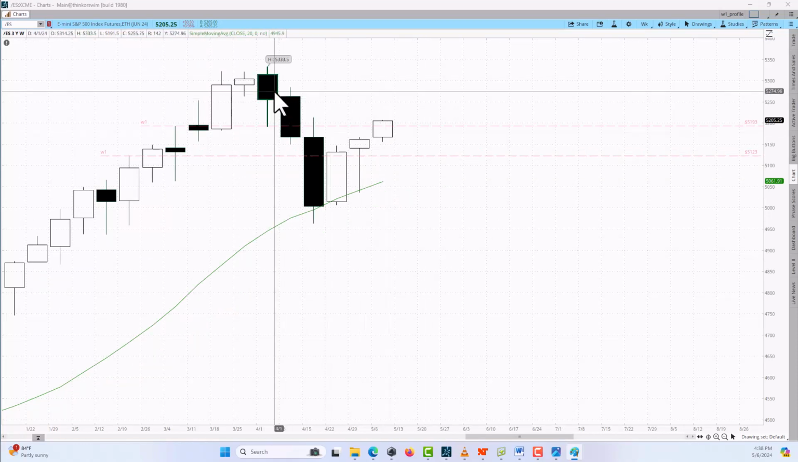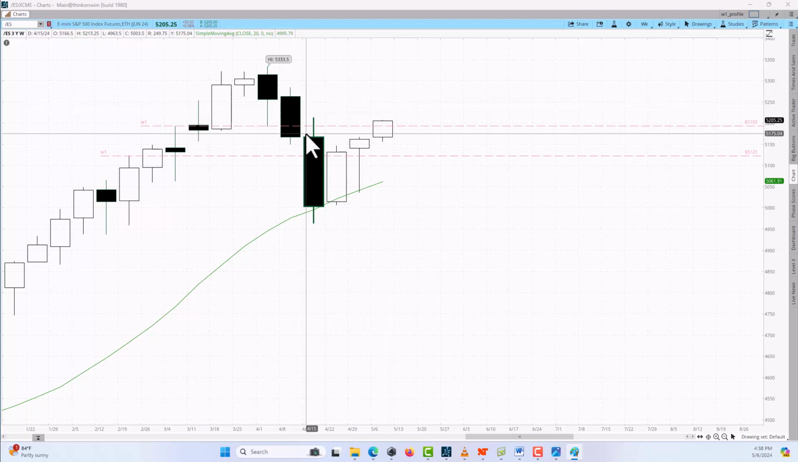And we also see the gap right here, a failure gap, an implied failure gap right there. So it looked like a failure gap, but that is exactly the moment we need to short it at the 2 level right there.